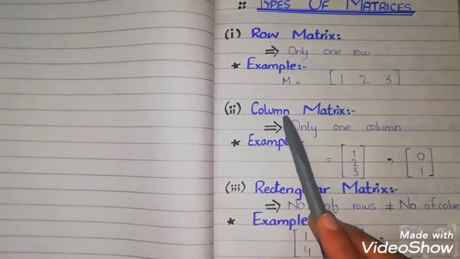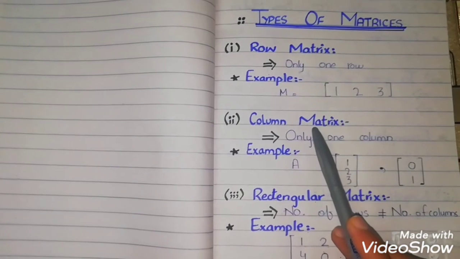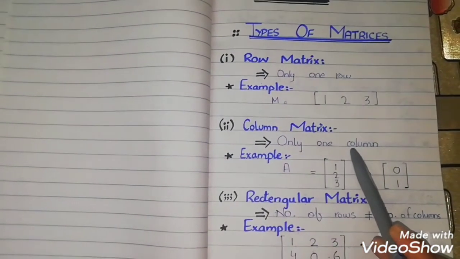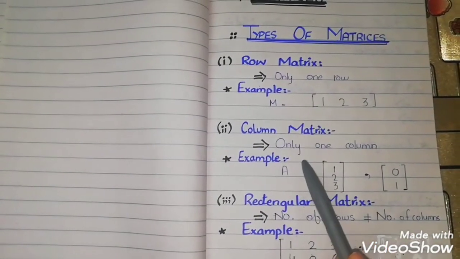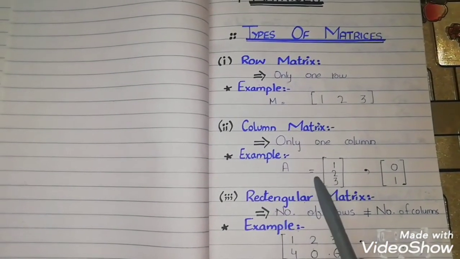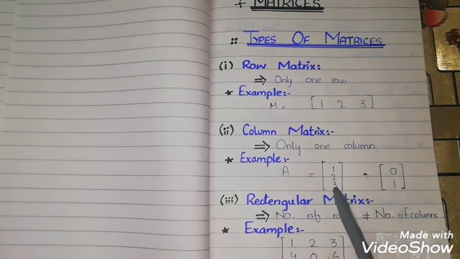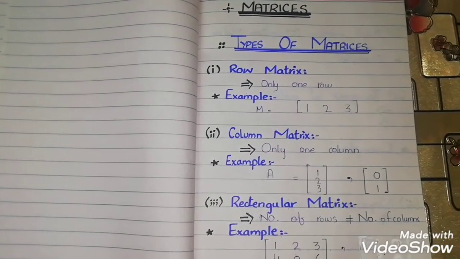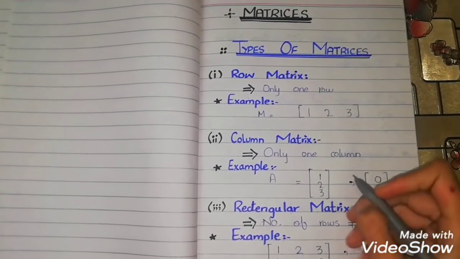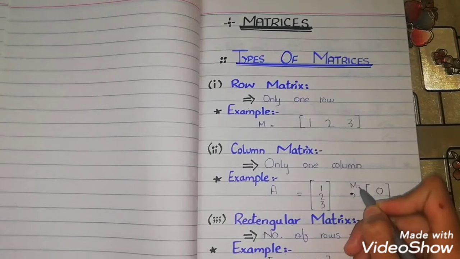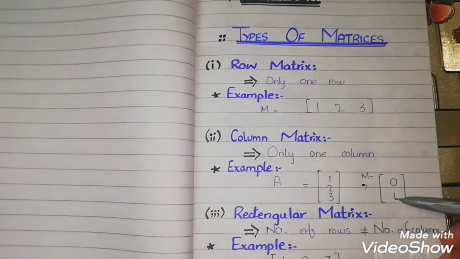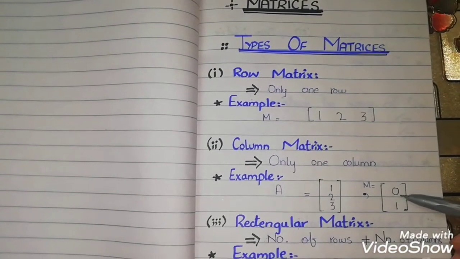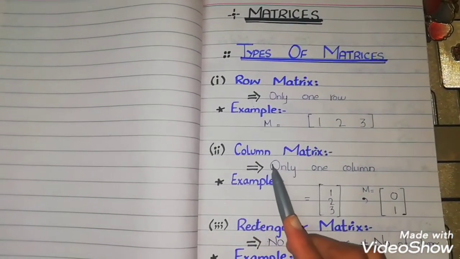The next type is column matrix. This is a matrix in which there is only one column. For example, a matrix A is equal to [1, 2, 3] written as a column. It has only one column. There is another matrix, M, which is equal to [0, 1] as a column. It has only one column. So it is also an example of column matrix.